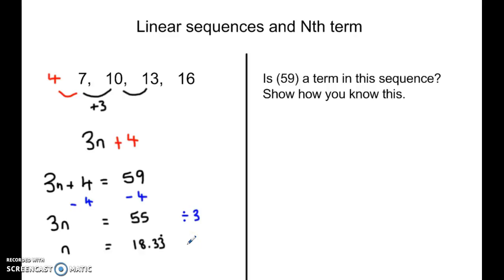So if you get asked this type of question, if you solve the equation and you get a whole number here, an integer, then the number is in the sequence. But if, like the example here, you don't get a whole number, that's enough to tell us that 59 is not in the sequence.